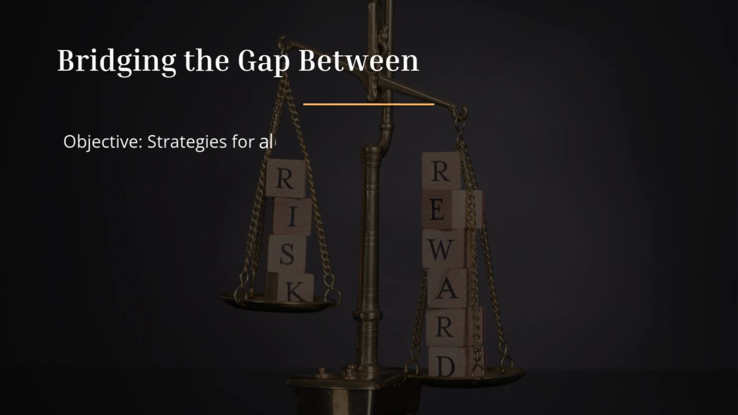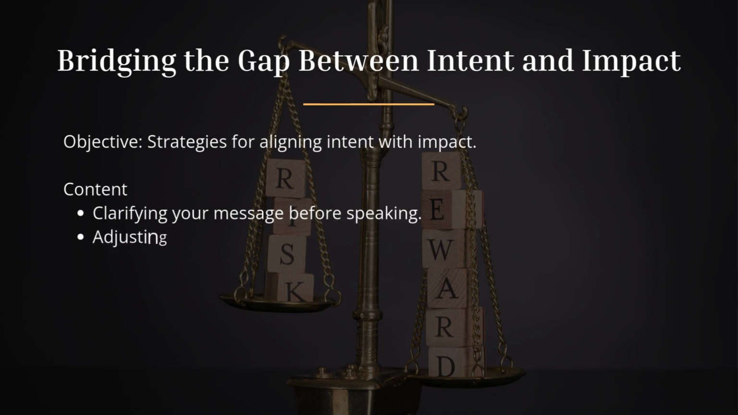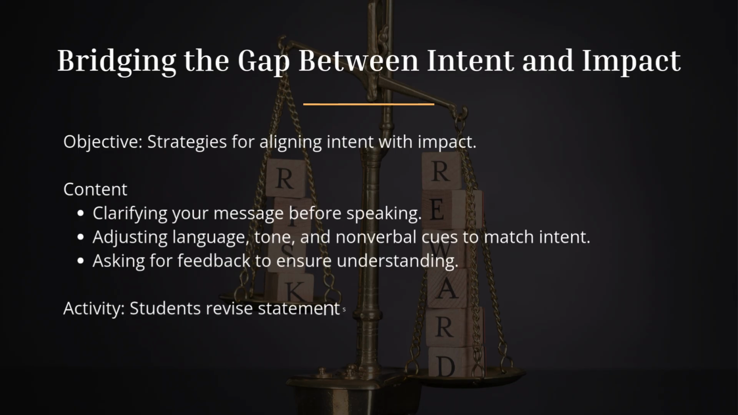Bridging the gap between intent and impact. Objective: strategies for aligning intent with impact. Content: clarifying your message before speaking. Adjusting language, tone, and nonverbal cues to match intent. Asking for feedback to ensure understanding. Activity: students revise statements from Section 4 to better align intent and impact and practice delivery.